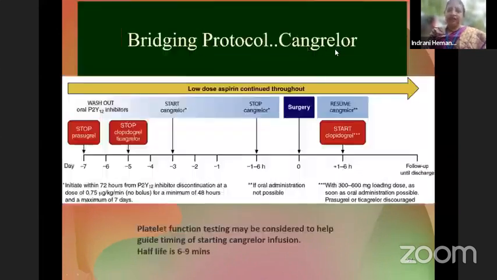So the bridging protocol with cangrelor is like this. 7 days before the surgery, stop prasugrel. 5 days before surgery, stop clopidogrel. 72 hours, that is 3 days before surgery, start cangrelor at 0.75 microgram per kilogram per minute. Within 6 hours before the surgery, stop the cangrelor infusion. Go ahead with the surgery. And by about 1 to 6 hours, depending upon the bleeding, you can start the cangrelor and start clopidogrel, a loading dose of 300 to 600 milligrams orally, depending upon the patient.